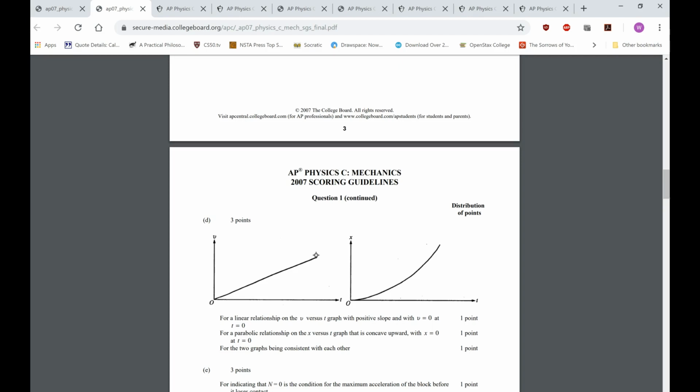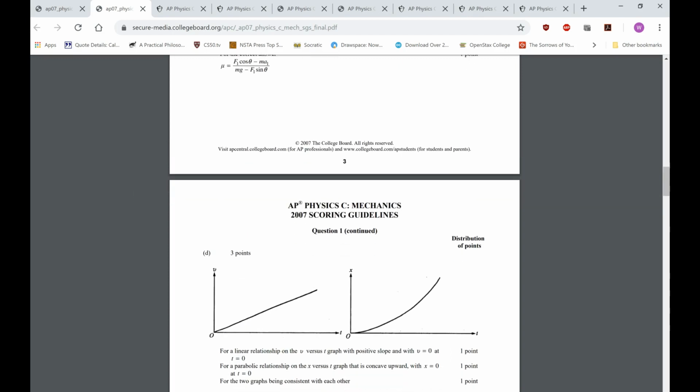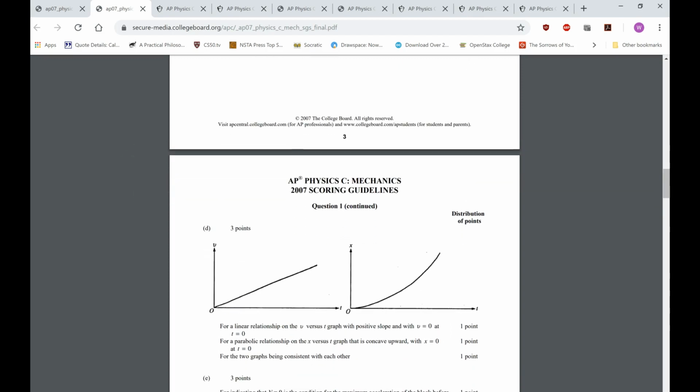So let's say that you goofed up v. Maybe you made it slowing down. If the position versus time graph showed the same thing, you would still get a point. So you would still get a point out of those three. But otherwise, notice these are all things that you guys are definitely capable of doing. That's 12 out of 15.